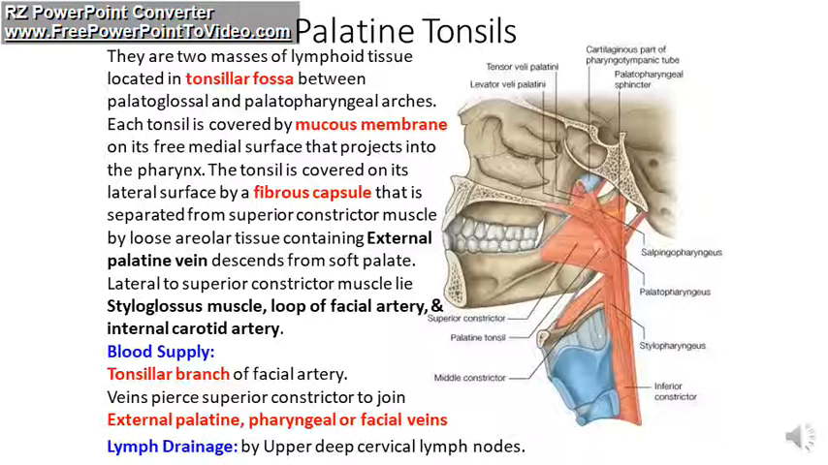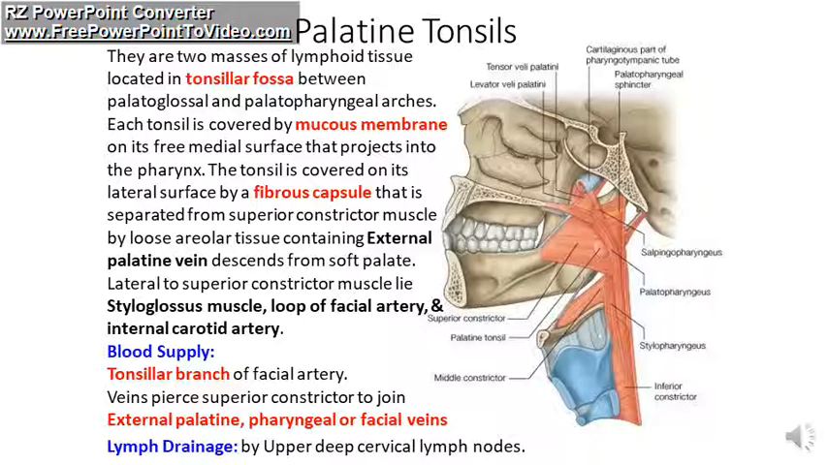Here, if you look, you see there is a fibrous capsule separated from the superior constrictor muscle by loose areolar tissue containing the external palatine vein descended from the soft palate. This is the soft palate. You see, it descends lateral to the superior constrictor muscle and styloglossus. This is the styloglossus muscle. You see the facial artery and internal carotid artery.